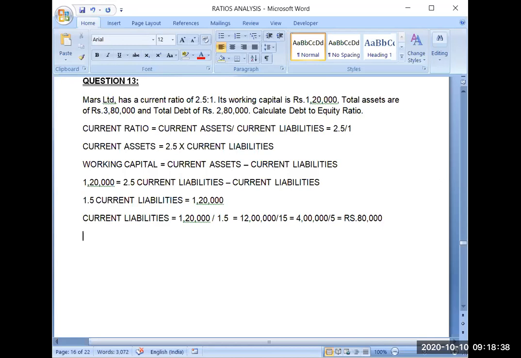Now I can calculate the value of current assets also. So current assets is equal to, but I don't need to calculate the value of current assets. Fine, but okay, 2.5 multiplied, because my ratio is different here, 2.5 multiplied by 80,000. So it will be 1,60,000 and 40,000, 2 lakh.